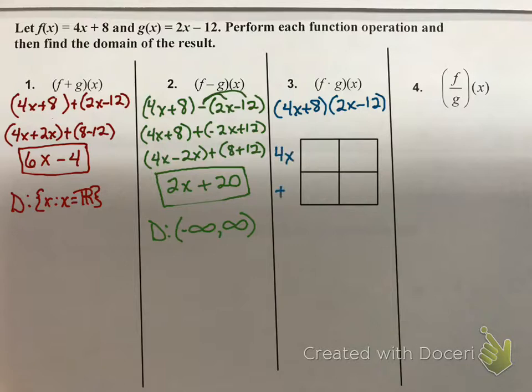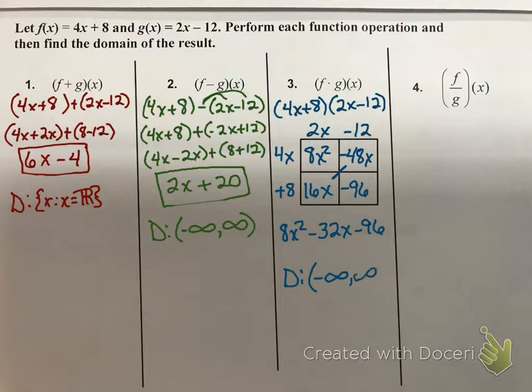So f times g, we did the Punnett squares here. So we put the first equation down the side, the second equation across the top. We multiplied rows by columns, and we combined like terms. That is a quadratic equation, and it gave us a domain of all real numbers.